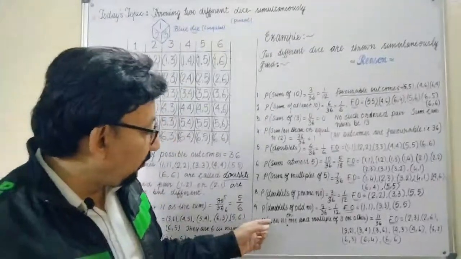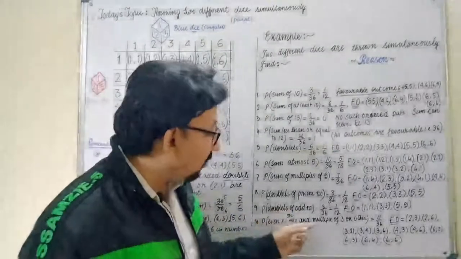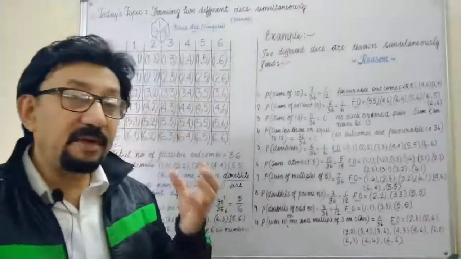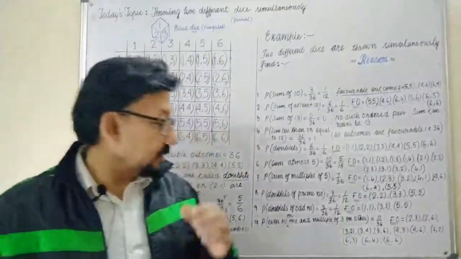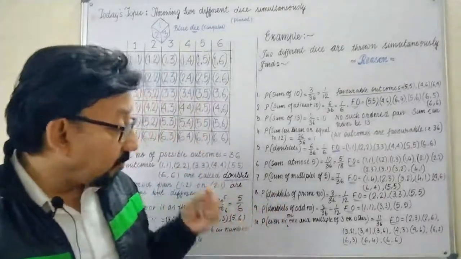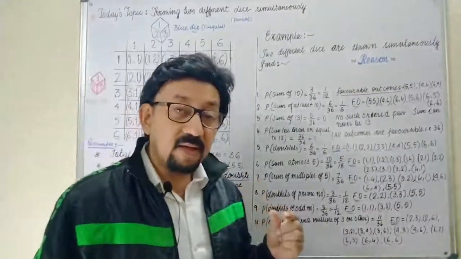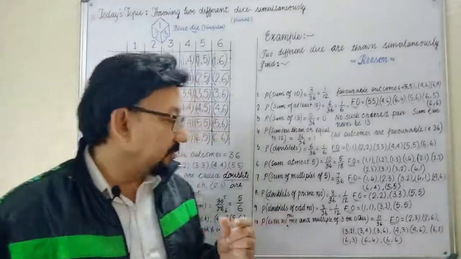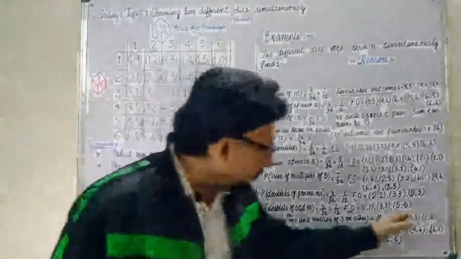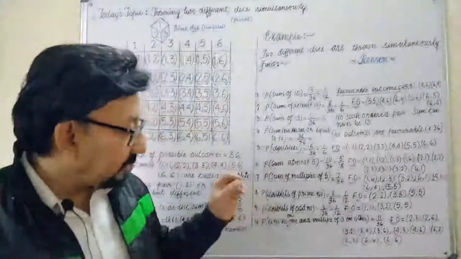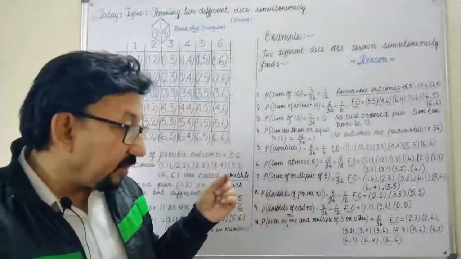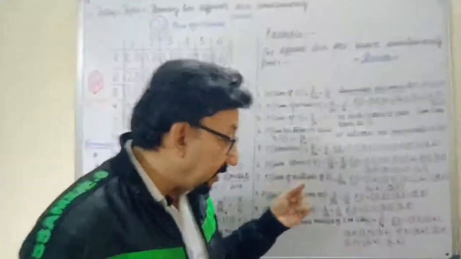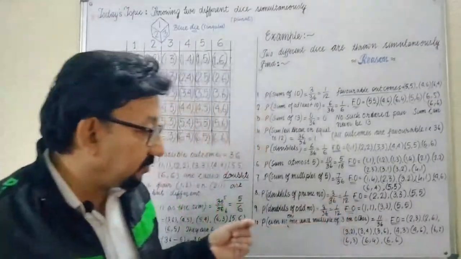Now number 10, probability of even number on one and multiple of 3 on the other. You will have to search for such ordered pairs in this experiment where one number must be an even number and the other number will be a multiple of 3.